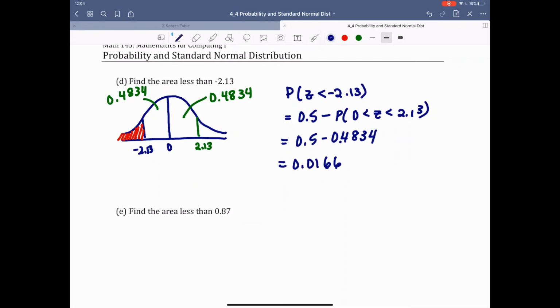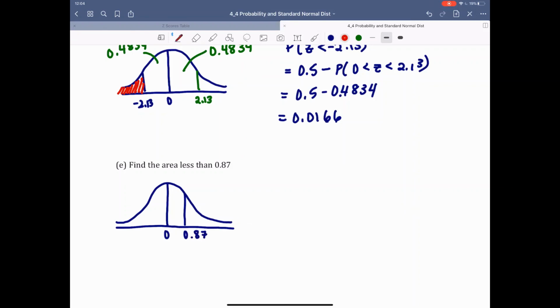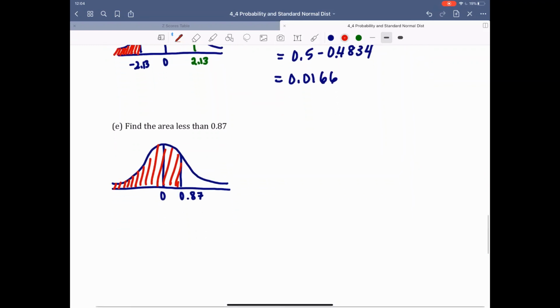Okay. So the last question, I'm going to sketch it out in two different ways. Actually, we want the area that is less than 0.87. Okay, so we have 0. 0.87 is positive, so it's to the right of my mean. And we want this entire area.